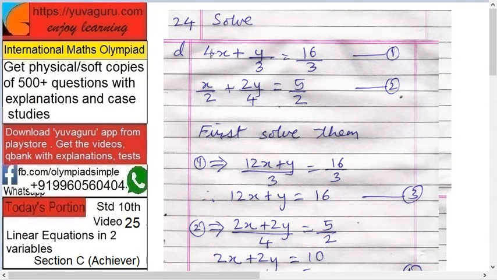Okay, we have one more to solve. 4x plus y by 3 equals to 16 by 3, and x upon 2 plus 2y upon 4 equals to 5 by 2. So first solve these equations within themselves. In this one, 4 3s are 12, plus y upon 3 equals to 16 by 3. The 3s are gone, so 12x plus y equals to 16.